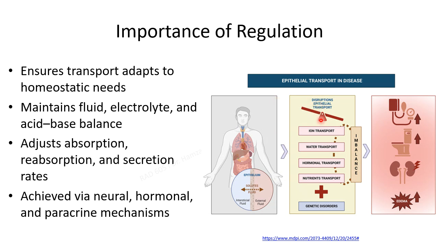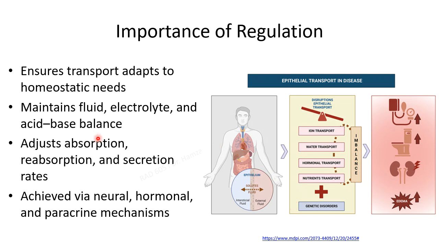If there is any imbalance, there will be a disease. Let's say there is an imbalance in ion transport, water transport, hormonal transport, or nutrient transport. All these imbalances can cause diseases like increased edema, increased diarrhea, increased blood pressure, kidney failure, and so on.